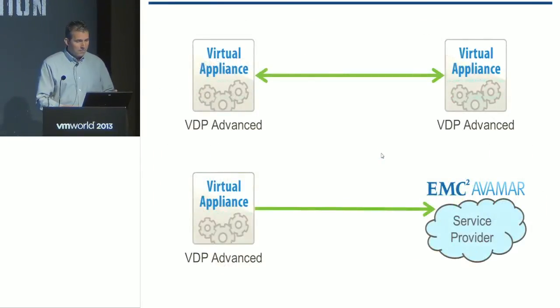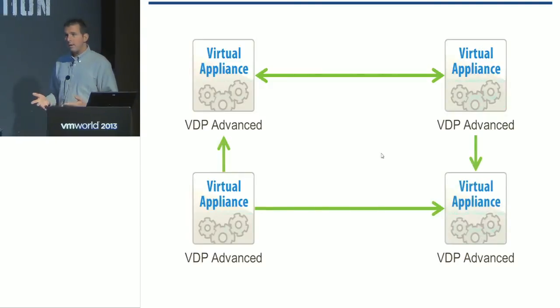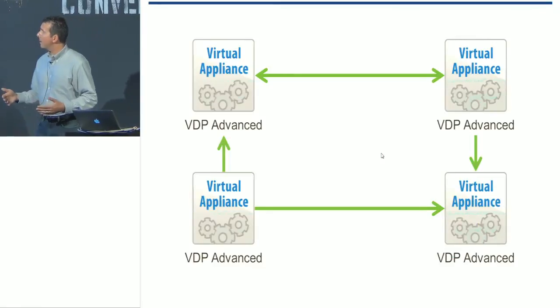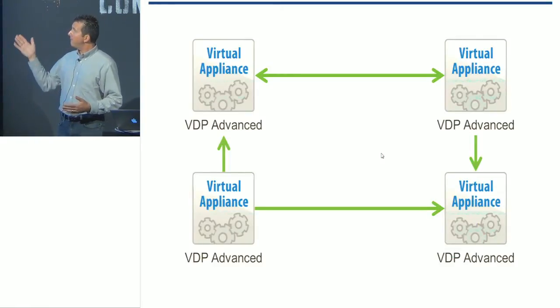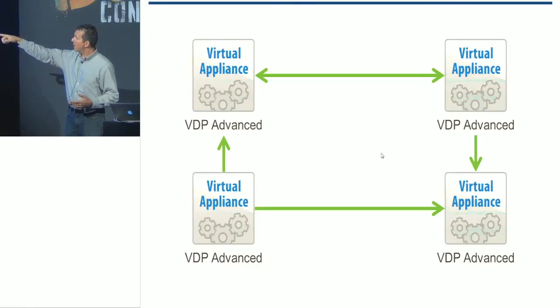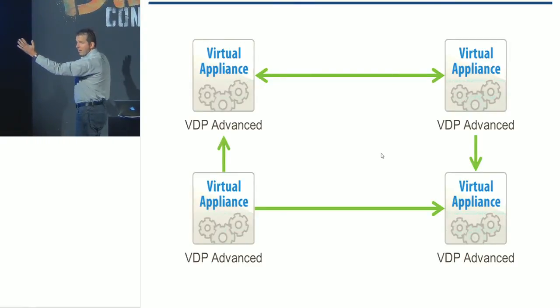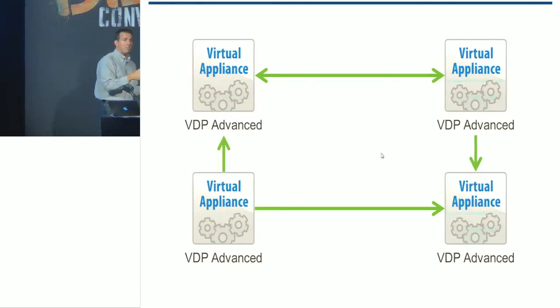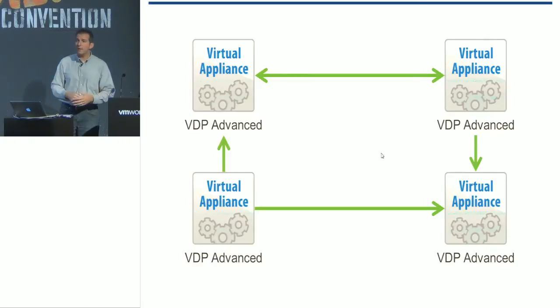There are the two topologies that I mentioned before. With VDP Advanced, you can go between VDP Advanced appliances or VDP Advanced to EMC Avamar. Or you can get very fancy with this too. If you want something a little more complex or a little more comprehensive, I think would be the better word, you can actually set up a complex topology like this. For example, the VDP Advanced appliance in the lower left-hand corner there is actually replicating backup data to two other sites. In contrast, this one over here closest to me is receiving data from two sites. So you can do one to many, you can do many to one, whatever makes sense for your environment.